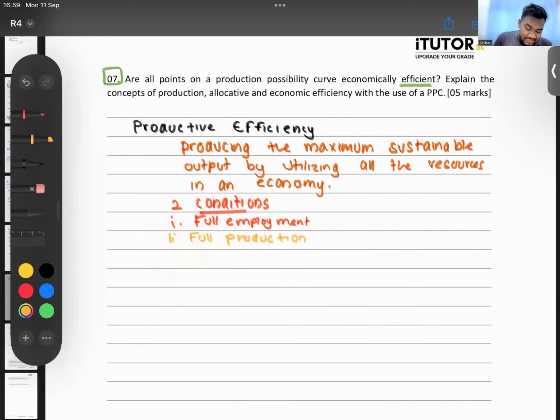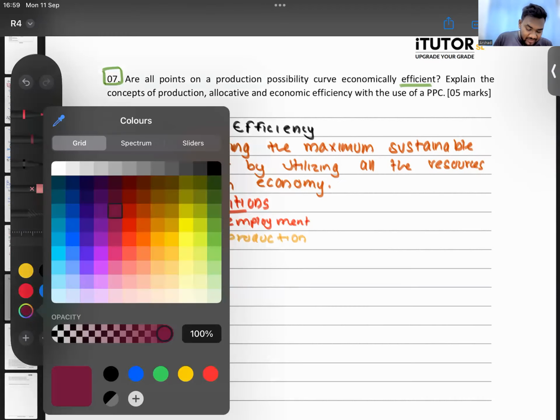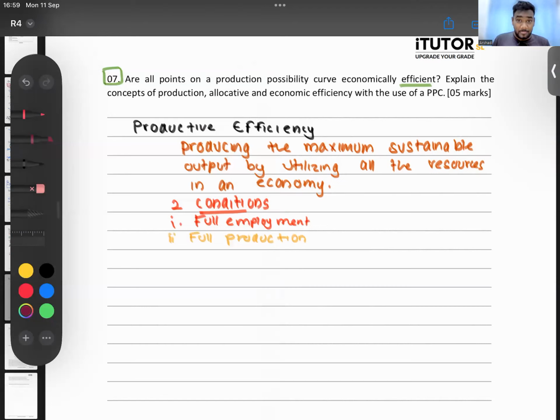And then, if you achieve productive efficiency, where will you be operating on the PPC? If an economy has achieved productive efficiency, how is it represented? It is represented by a point on the PPC. Any point on the PPC is productively efficient.